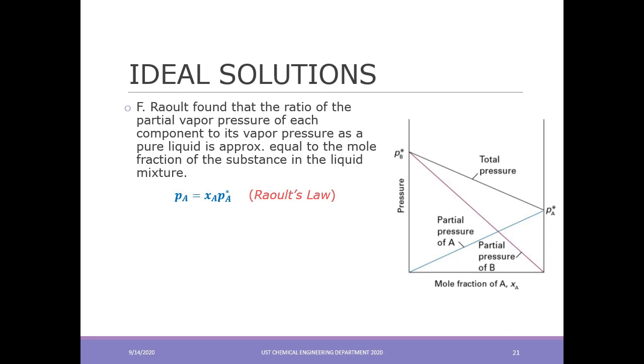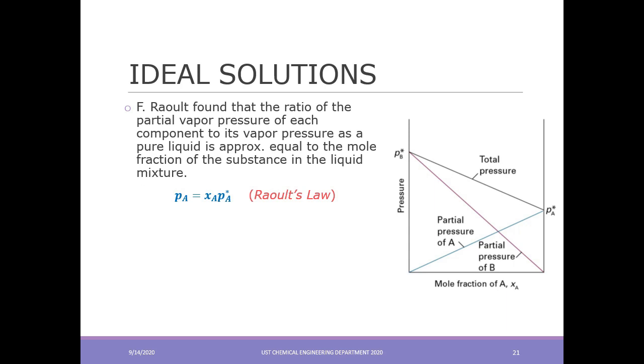In a series of experiments on similar liquids, François-Marie Raoult was able to establish that the ratio of the partial vapor pressure of a component to its vapor pressure when present as a pure liquid is approximately equal to the mole fraction of that substance in the liquid mixture. This is described by the equation PA is equal to XA times PA star, and this is called Raoult's law.